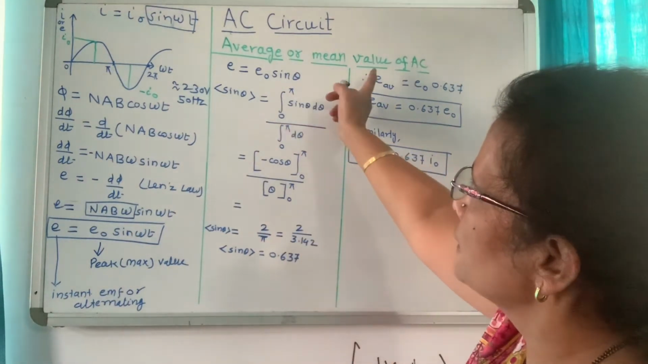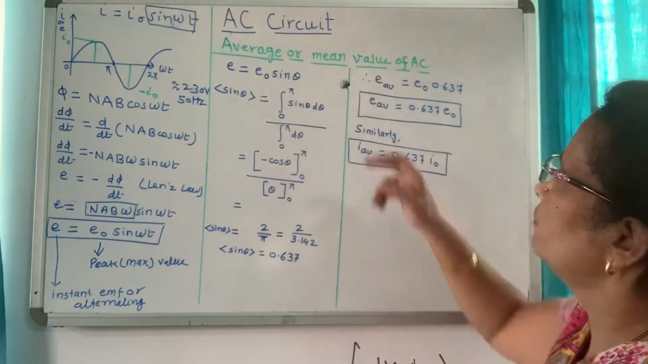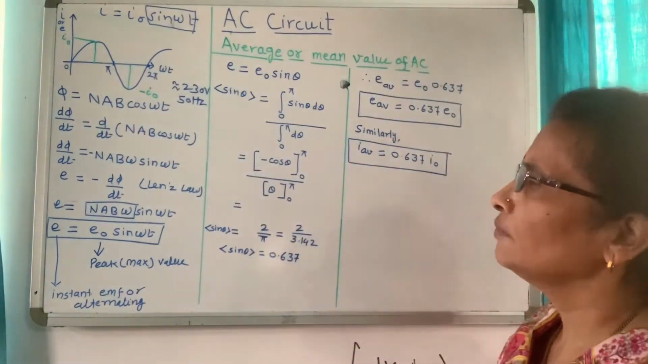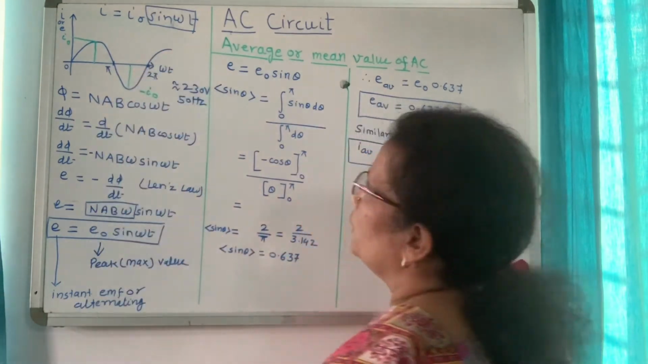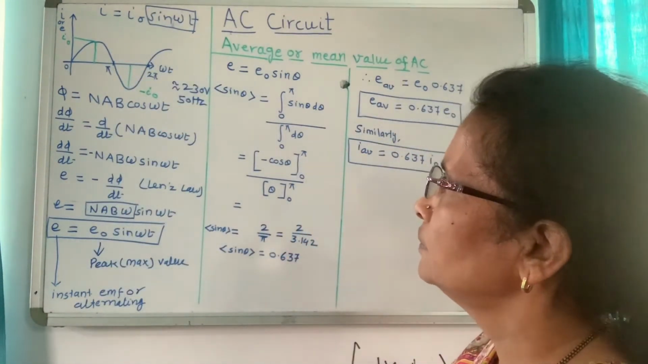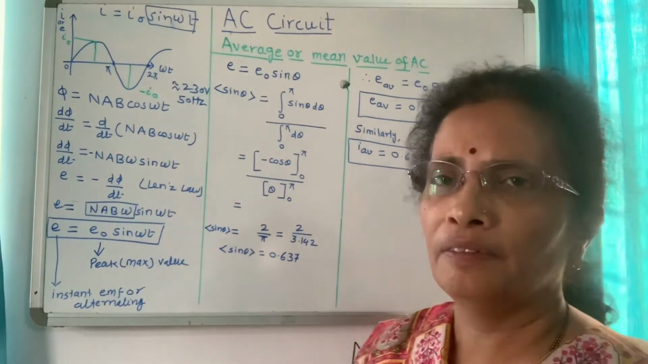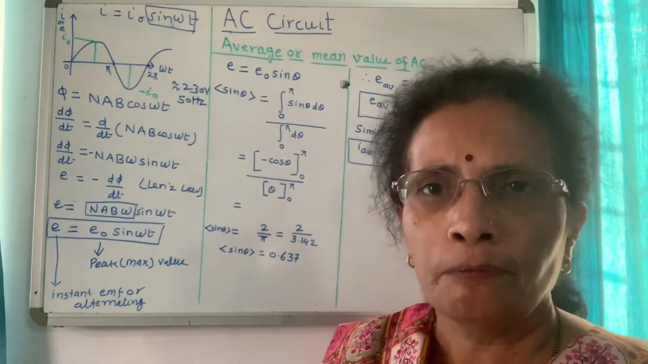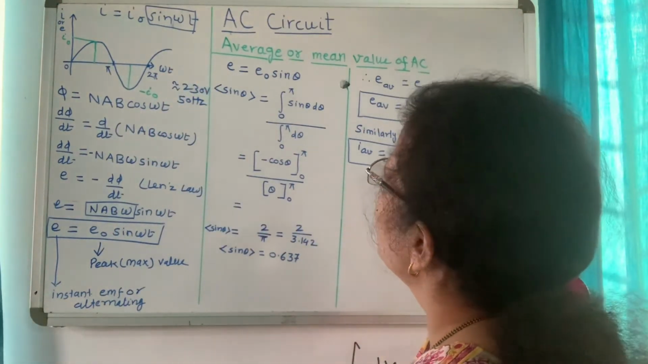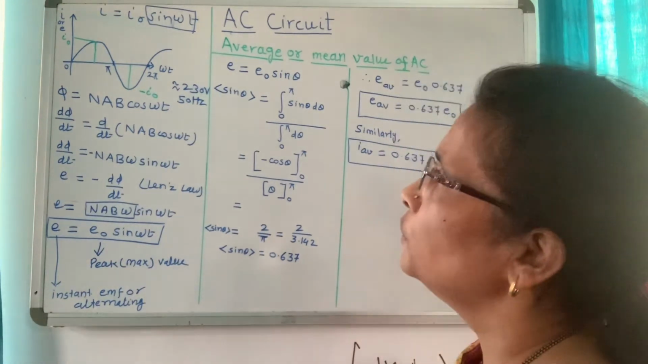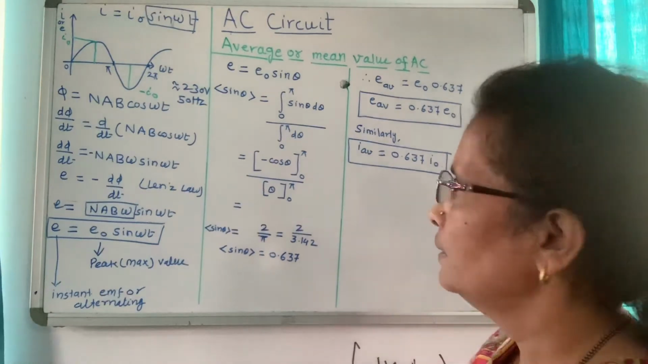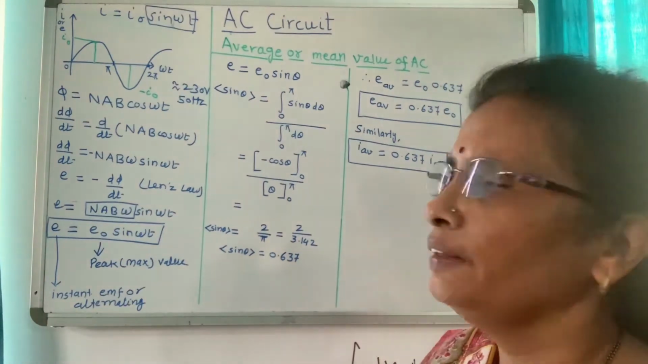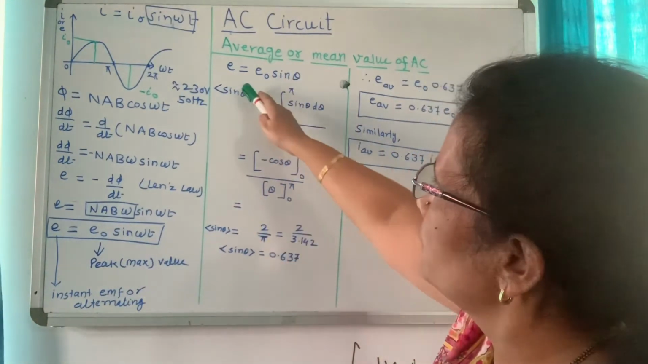Now this is the next topic. We have to find out the average or mean value of AC. Now as I told, this is the sine curve. Over one cycle, the value of alternating current or voltage is 0. So it is impossible to find the average value of the alternating current or voltage for one complete cycle. So for that, we have to find the average value of alternating current over a half cycle. So for that, we will start with the basic equation.